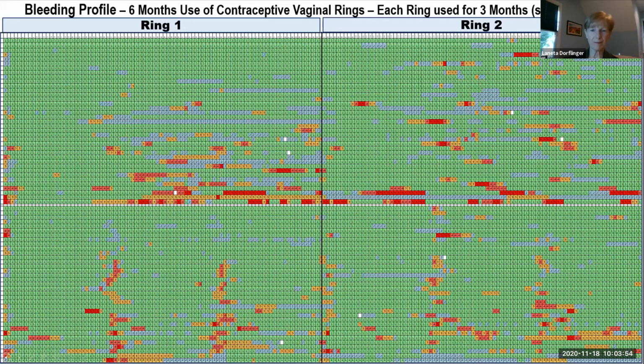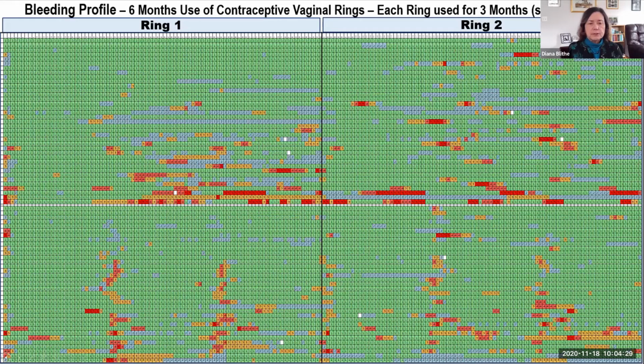So you can see that although all the women are using the same product, and Kavita and Jackie gave great talks on what would cause bleeding, you want them to have the same reaction to the same product, but they don't. So no matter how much counseling you give them about what you think they're going to experience, it may not be the same. So for instance, up here, the women are sorted with the least number of days of bleeding or spotting down to the most.